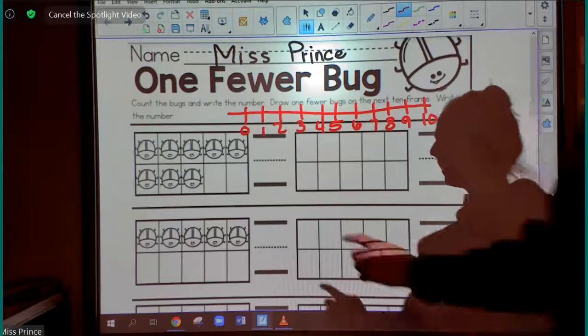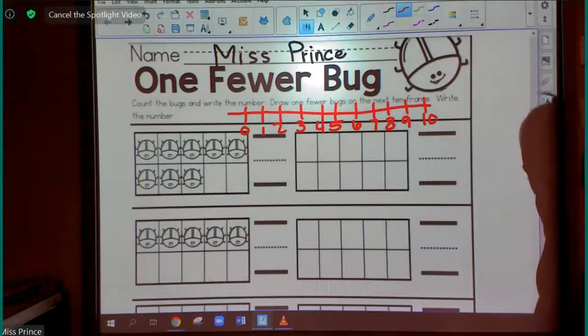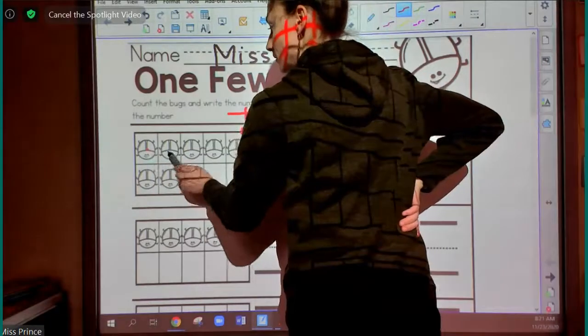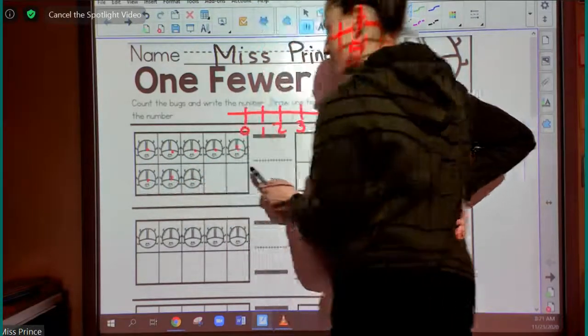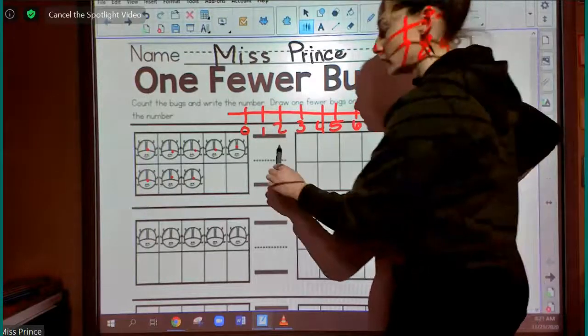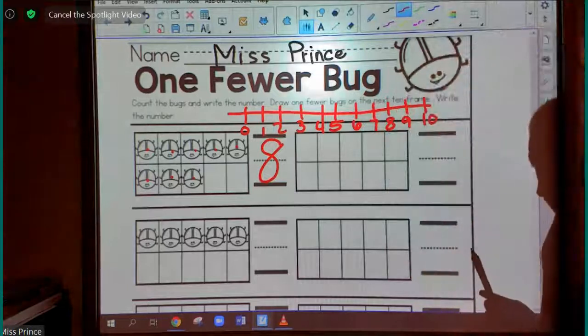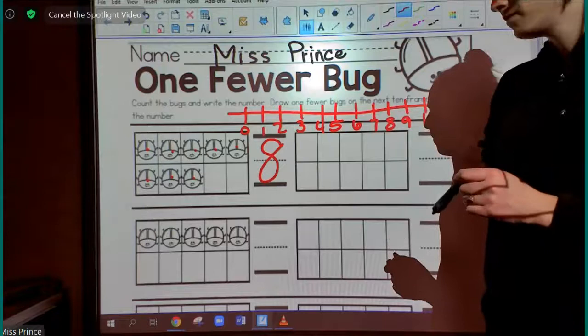Nicholas, can I have you tell me how many? 8. 1, 2, 3, 4, 5, 6, 7, 8. So in this first one, we're going to put an 8. So make sure you're doing this on your paper because you will be turning this in.